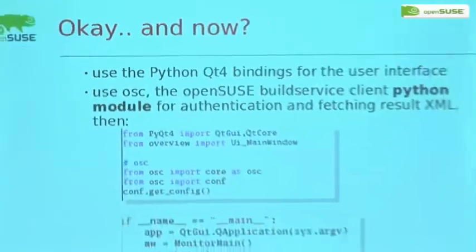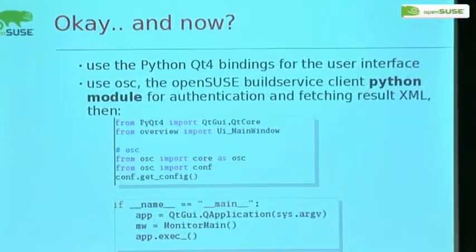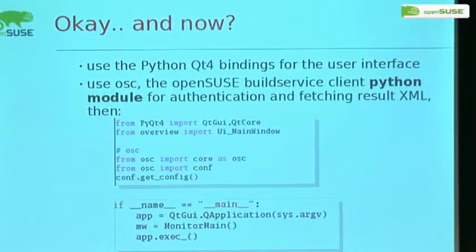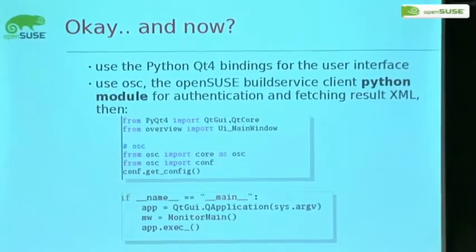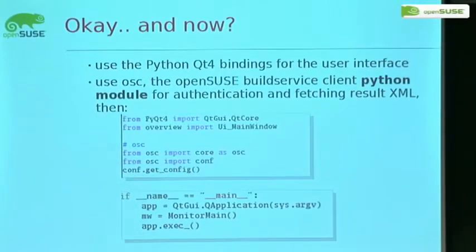So, okay, now we have an interface. So we only need the implementation. It can't be that difficult, right? So as we use Python, we realized OSC is also written in Python. So instead of learning how the build service API works, we're just going to use OSC for that. And we're not going to run it on the command line and try to parse the output we saw before and try to figure out how to present it nicely. We just import it, because it's written in Python, so we can just import it.